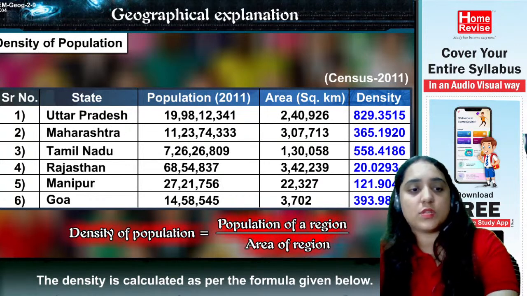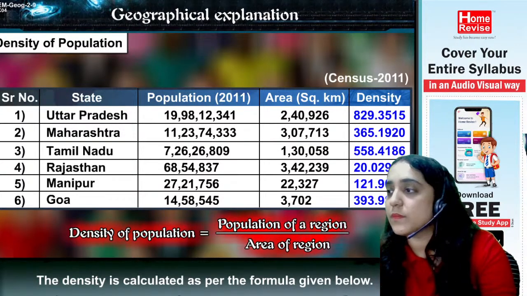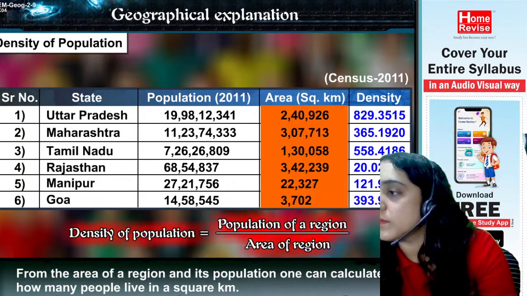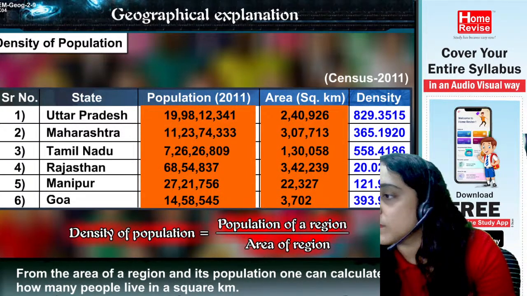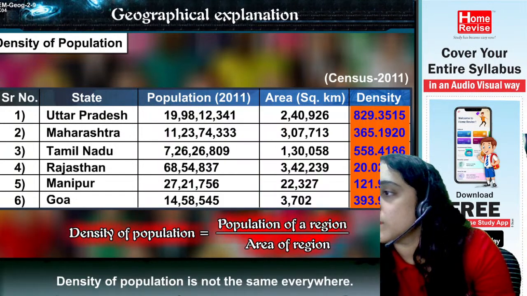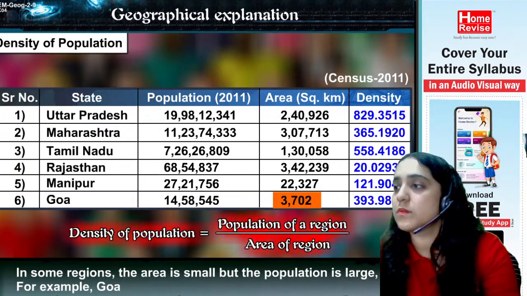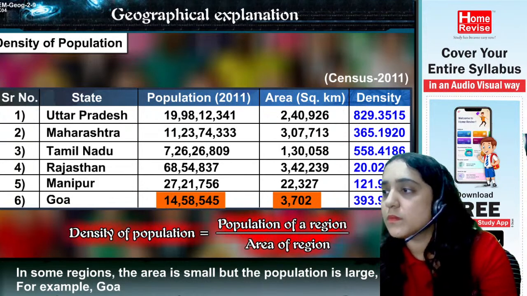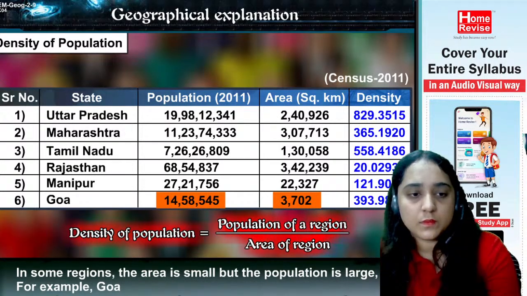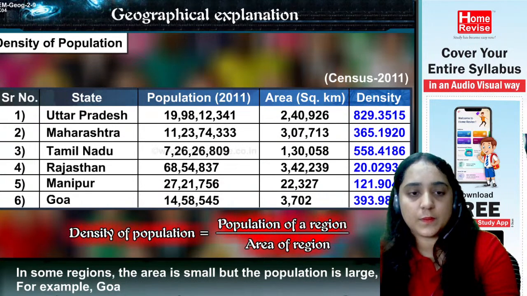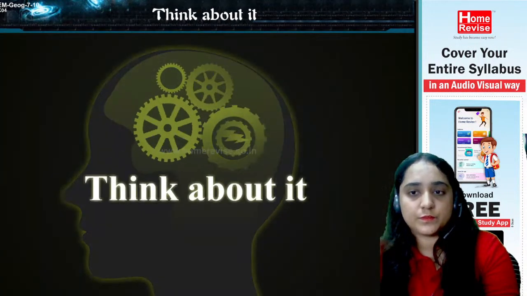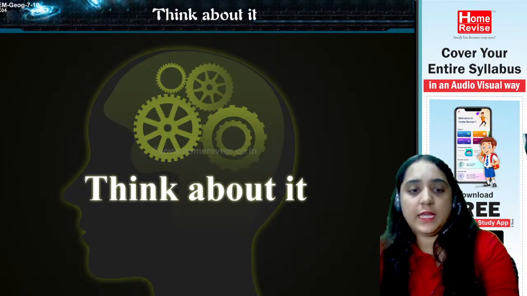Okay, so listen to this carefully. From the area of a region and its population, one can calculate how many people live in a square kilometer. Density of population is not the same everywhere. In some regions, the area is small, but the population is large. For example, Goa. Think about it.